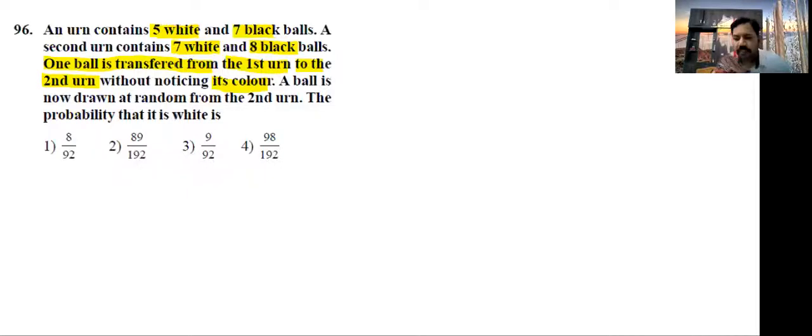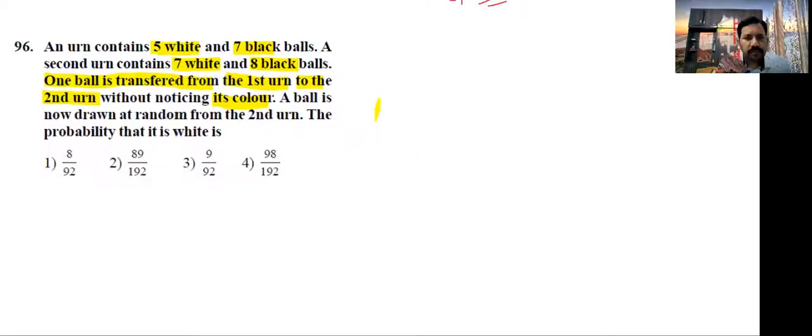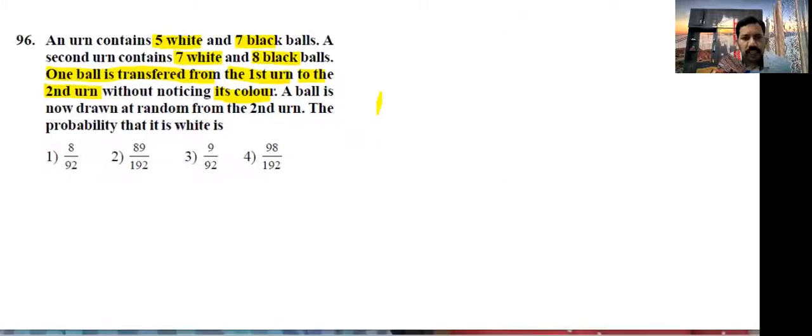So first here, observe that there are two bags. In the first bag, how many balls are there? In the first bag, there are white and black balls: 5 white, 7 black balls. In the second bag, 7 white, 8 black balls.